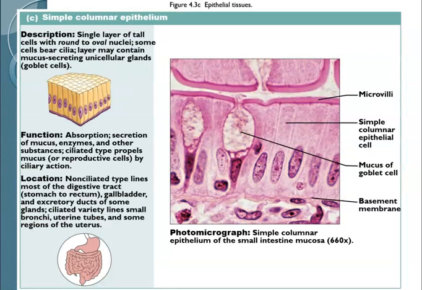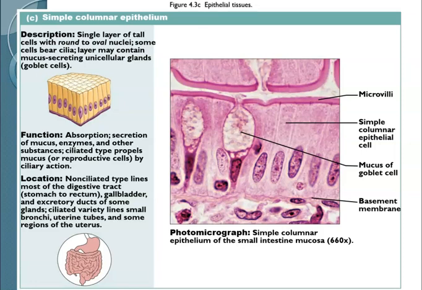The next one is simple columnar, so they're going to be one layer and column shaped. That's the basement membrane here, and these are the cells. Let's talk about location again. They're located in our digestive tract, starting from the stomach all the way to the rectum. They are able to secrete substances, such as mucus and enzymes, as well as absorption. Those are the main functions of simple columnar. If they have cilia, an added function is that they can also move substances across the cell surface, such as mucus.